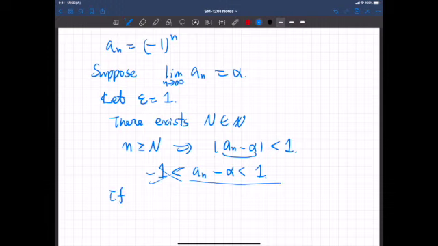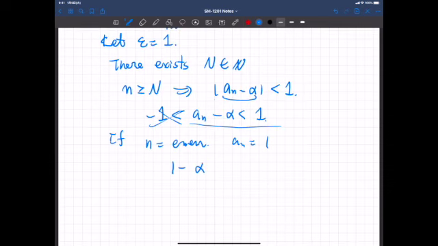let's say if n is even, then an is equal to 1. So that means 1 minus alpha is less than 1. This means we put alpha on the right hand side, cancel 1, so alpha is positive.